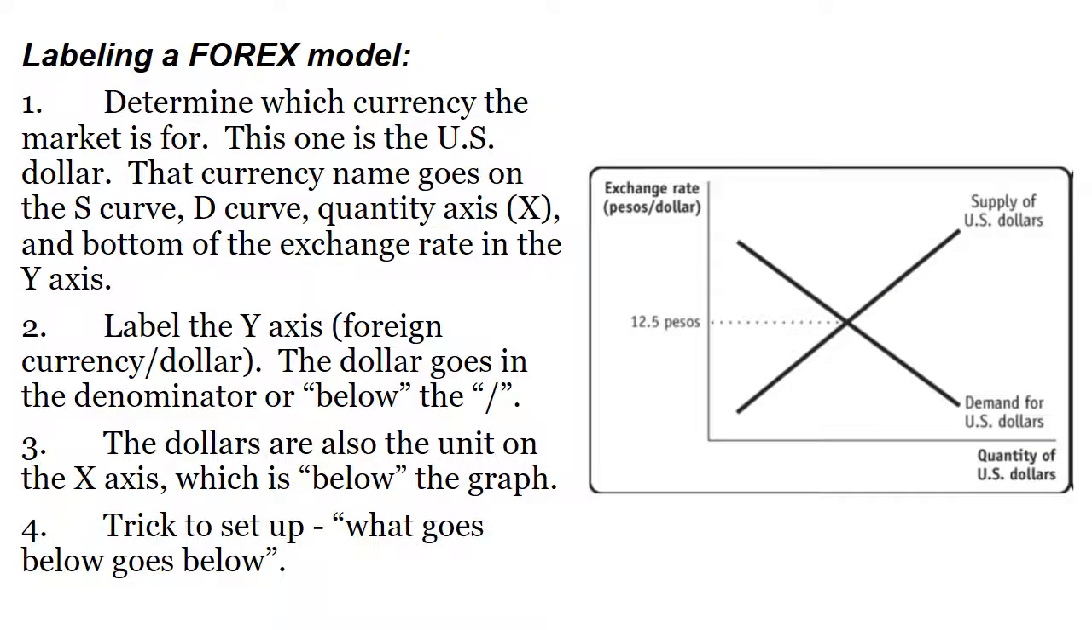So here's how we learn how to draw it. First of all, you have to decide which currency you are drawing this for. If we're showing supply of one and demand of the other, you would have to draw two different Forex models. So this one is for the US dollar, so that's why we write US dollar for supply. Now remember, you could shorten this supply of US dollars to USD. So that's as short as it gets. Demand is also for US dollars.